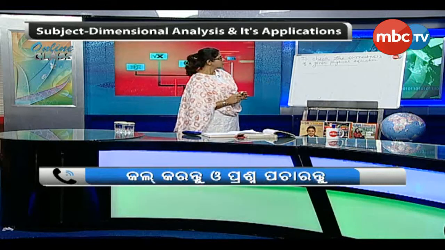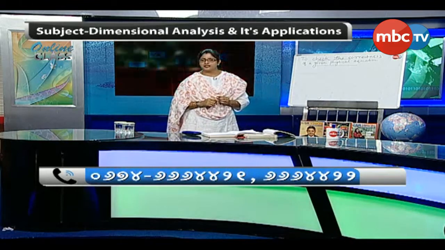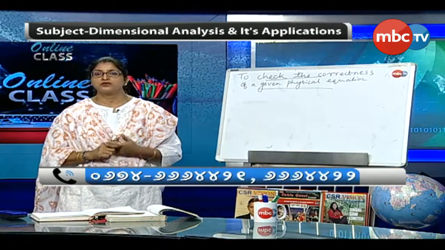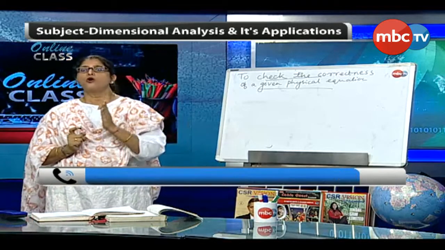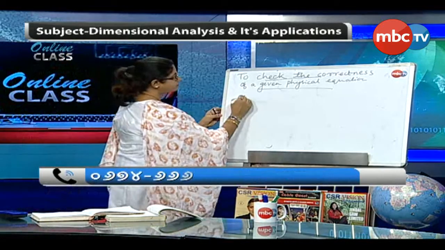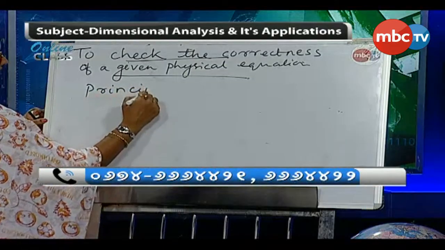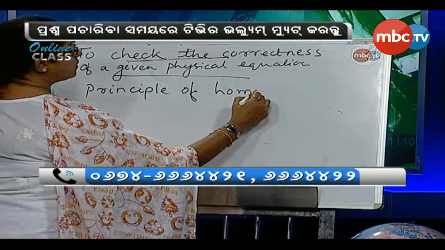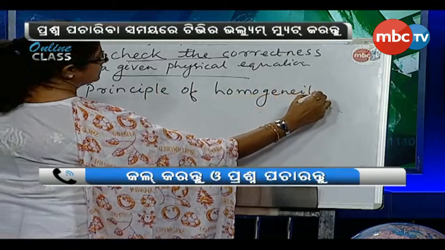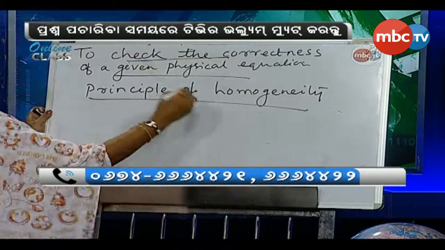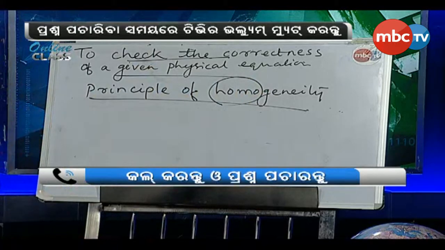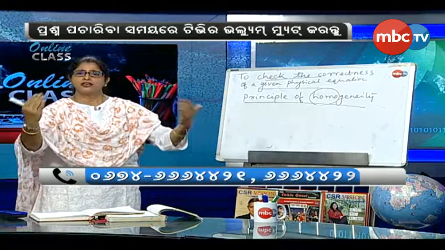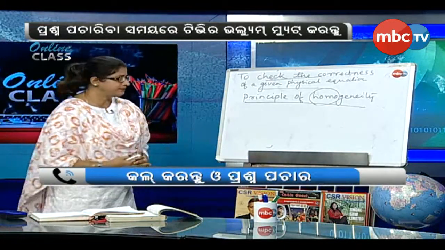Okay, so to check the correctness of a given physical relation, in order to know this we should know a principle. So that principle is called principle of homogeneity. Homo means what? Same or equal. What does the principle say? Or how do we use this principle to check the given physical equation is correct dimensionally?